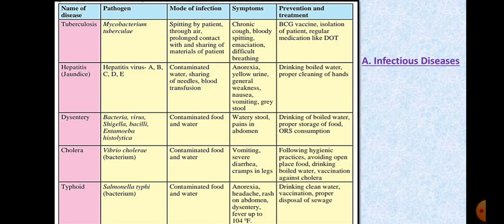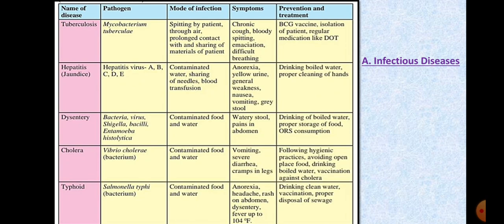So in dysentery, as it is loose motion, the symptoms are watery stool. Sometimes if it is very severe, then blood is also seen in the stool, because of which the abdomen pain is there. Then next is cholera, which spreads through Vibrio cholerae. Again, the mode of infection is same, contaminated food and water.